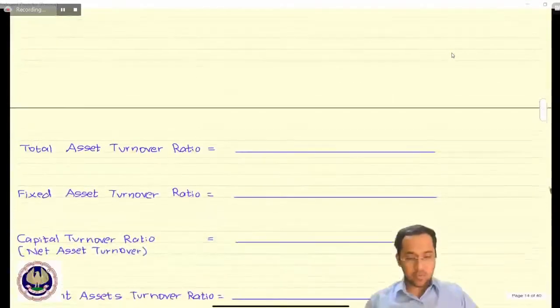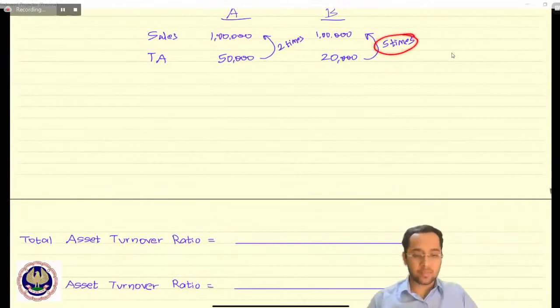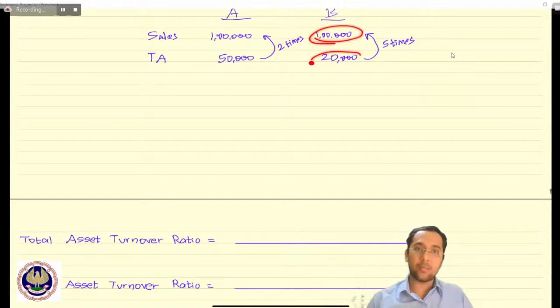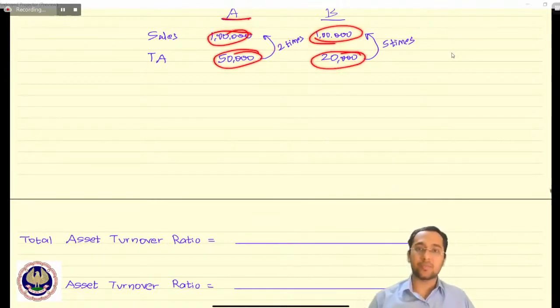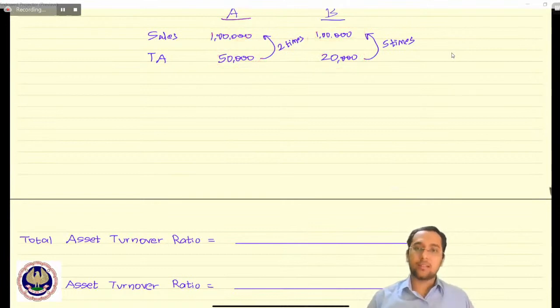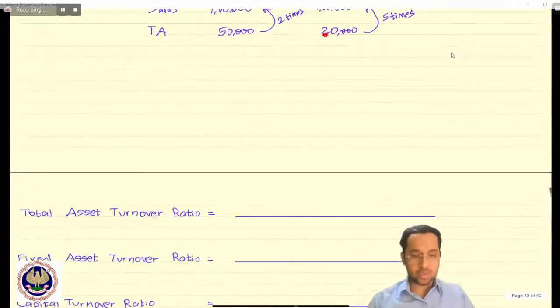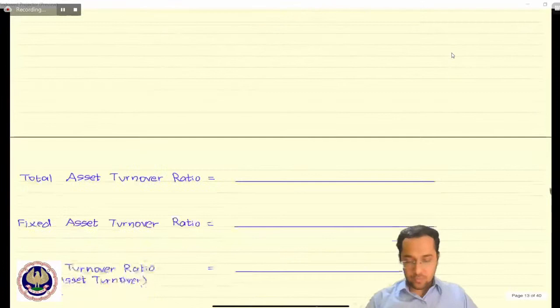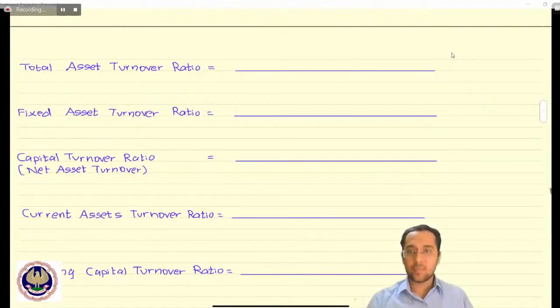The total asset turnover, if I ask you, sir, how did you get this 5 times or how did you get this 2 times? The simple answer would be it will be 1 lakh divided by 20,000. In case of A, it is 1 lakh divided by 50,000. So what was that 1 lakh? Sales. What was 50,000? Total assets. So what was 20,000? That is the total assets. So when we say total assets turnover, we are going to see how many times of our assets we are able to generate the sales.